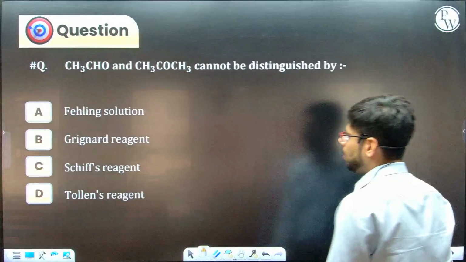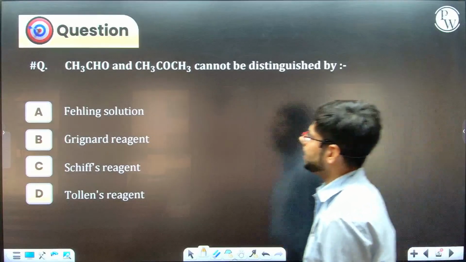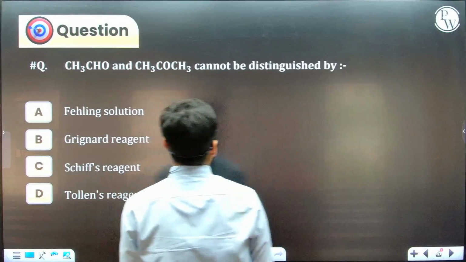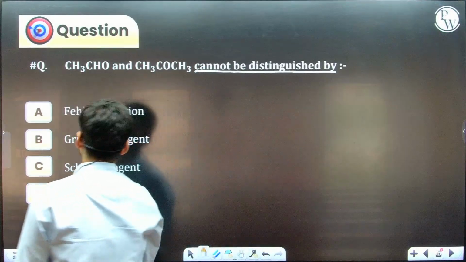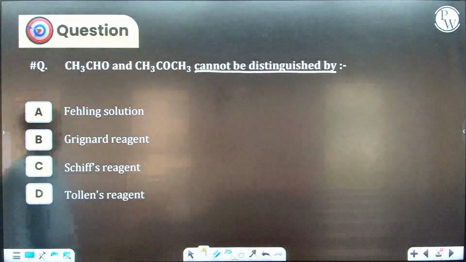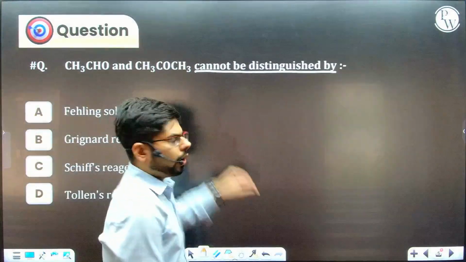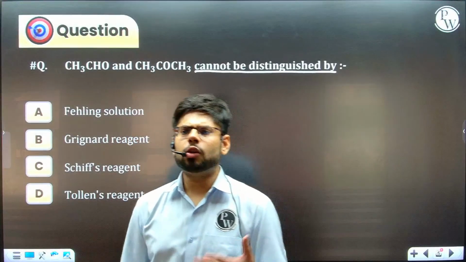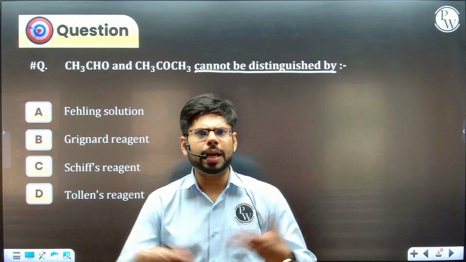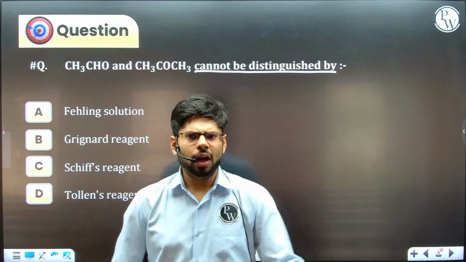Next. CH3CHO and CH3COCH3 cannot be distinguished by. Okay, cannot be distinguished by. Now, if both these compounds react with a particular reagent, then we will not be able to distinguish the two of them, because both will give us products.